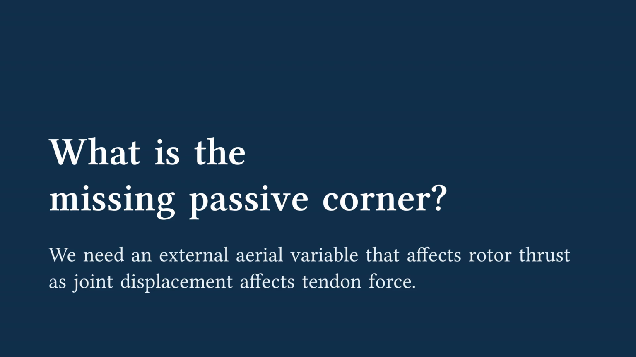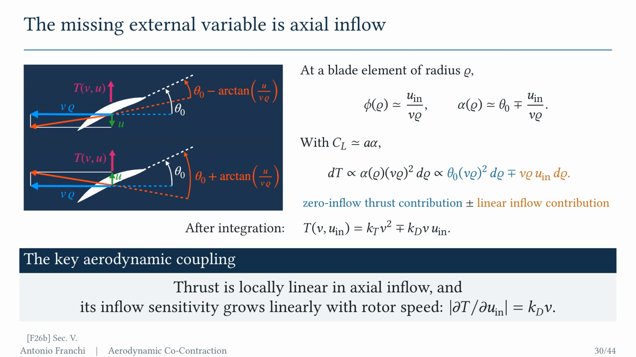To complete that lower right cell, we need an external aerial variable that changes rotor thrust, just as an external joint displacement changes tendon force. The relevant variable will be the air relative velocity along the rotor axis, namely the axial inflow. At a blade element of radius ρ, the tangential speed is v times ρ. A small axial inflow tilts the relative airflow by the angle phi, approximately equal to the inflow divided by v ρ, and therefore changes the angle of attack.